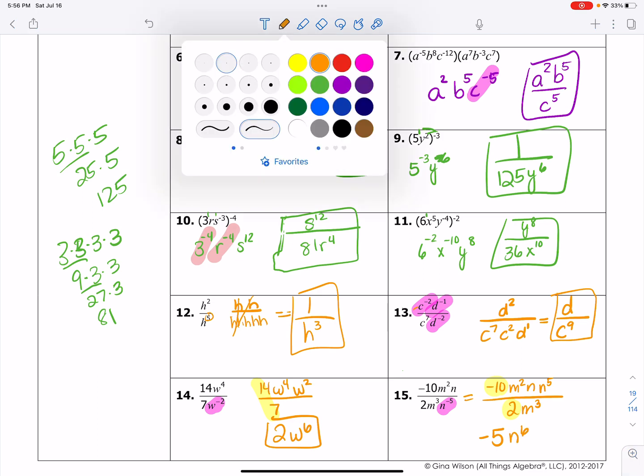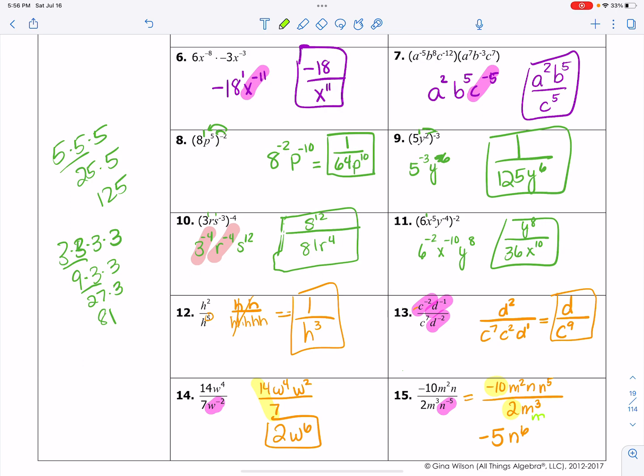And if I write these m's out, I have 3 m's on the bottom and 2 m's on the top. The bigger one is on the bottom, so my leftover is going to be on the bottom. So 3 minus 2 is 1, but the bigger one is on the bottom, so that's my answer. These get very confusing, okay?